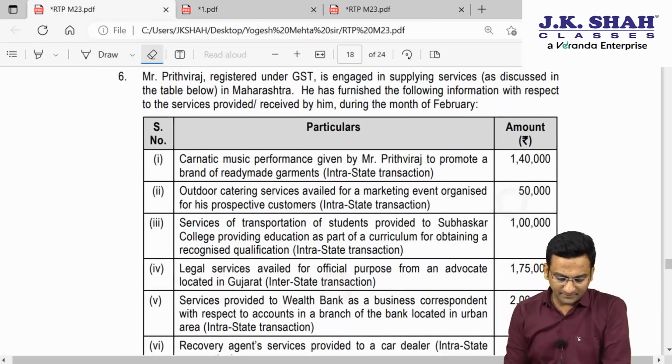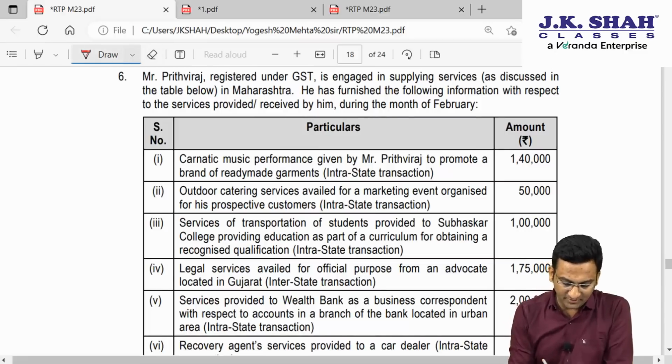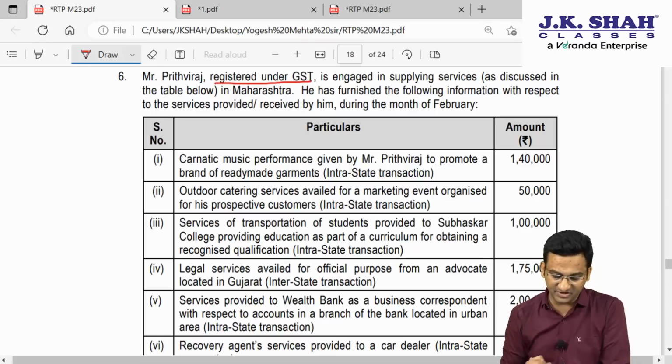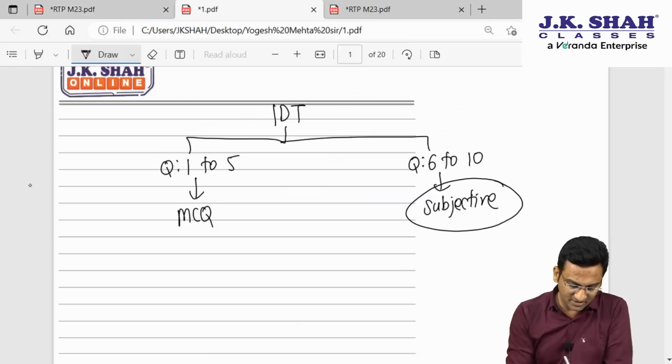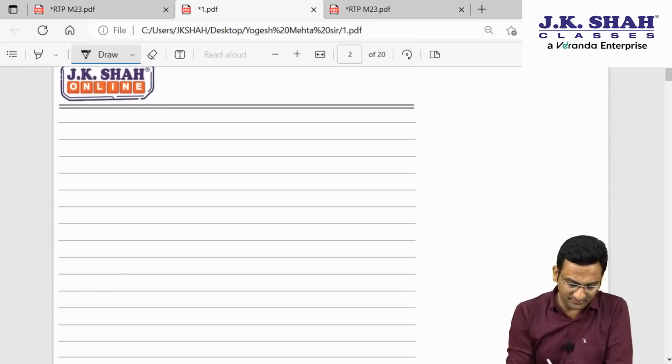Friends, question number 6. Mr. Prithviraj is registered under GST, and is engaged in supplying services as discussed in the table below in Maharashtra. So Mr. Prithviraj is registered under GST and he is making the supply of the following services which are given in the table, and he is registered in the state of Maharashtra.